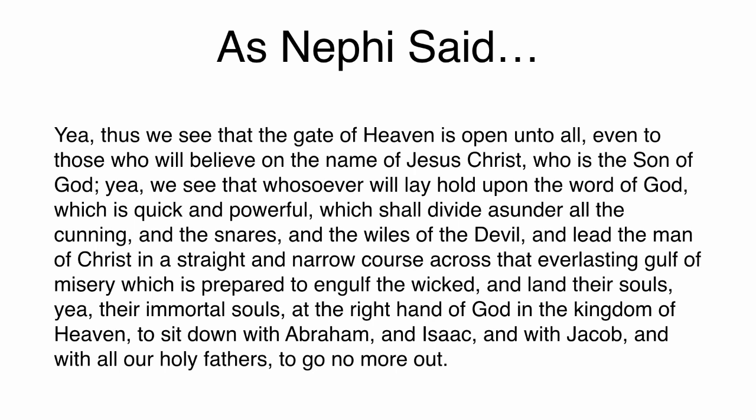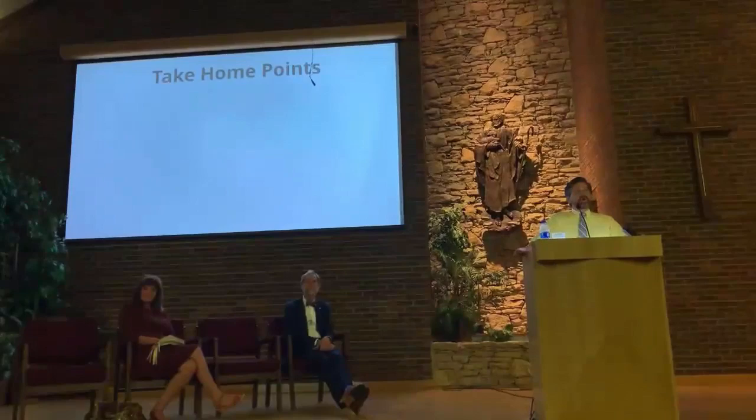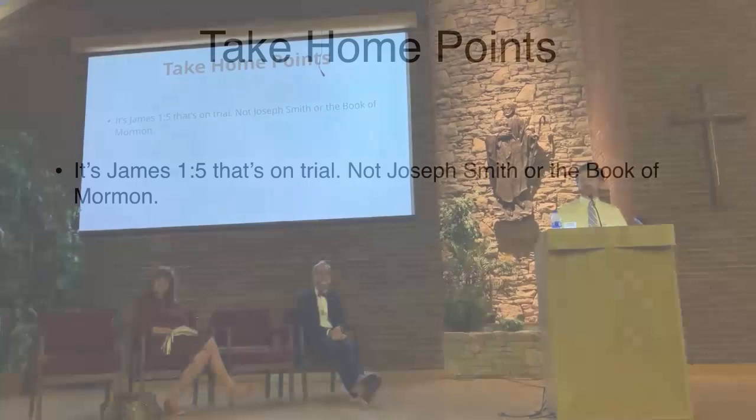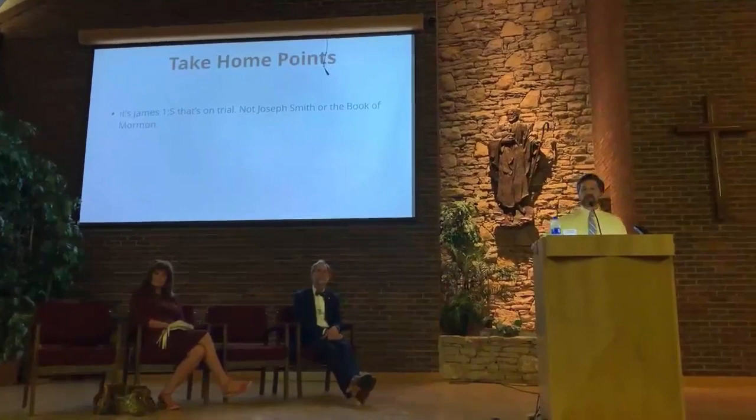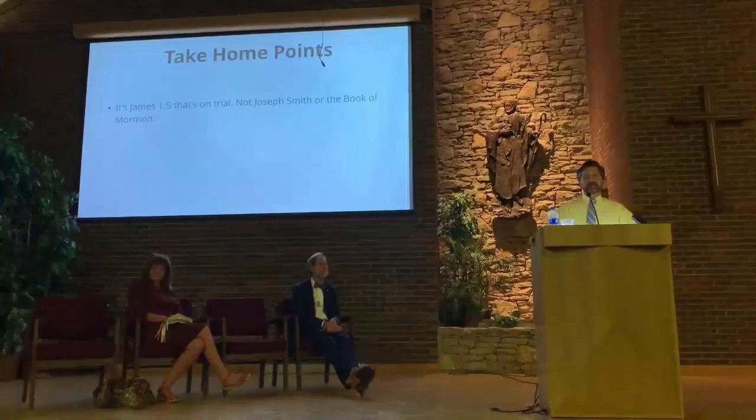The way is prepared for all men from the foundation of the world. The take-home points that I want you to remember are these. It's James 1:5 that's on trial. It's not Joseph Smith. It's not the Book of Mormon. It's this: if any of you lack wisdom, let him ask of God that giveth to all men liberally and upbraideth not, and it shall be given him. If you believe that, do it. It worked for 14-year-old Joseph Smith. It will work for you.